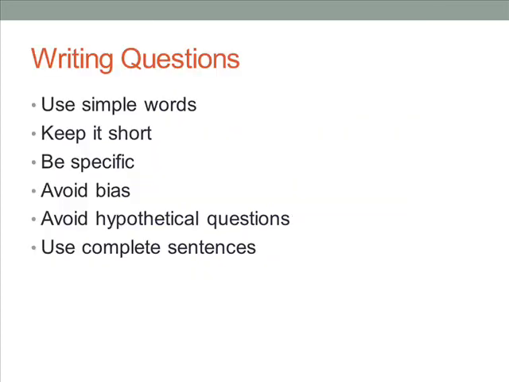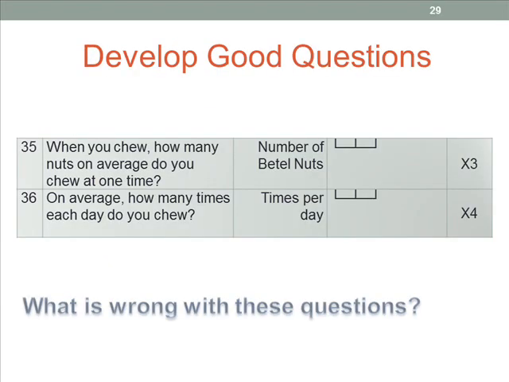Slide 28. Some tips for writing questions. Use simple words. Keep it short. Be specific. Avoid biases. Avoid hypothetical questions. Use complete sentences. Slide 29. We look at some examples about good questions. What is wrong with these questions? Do they use simple words? Do they keep short? Are they specific? Do they avoid biases? Do they use complete sentences?